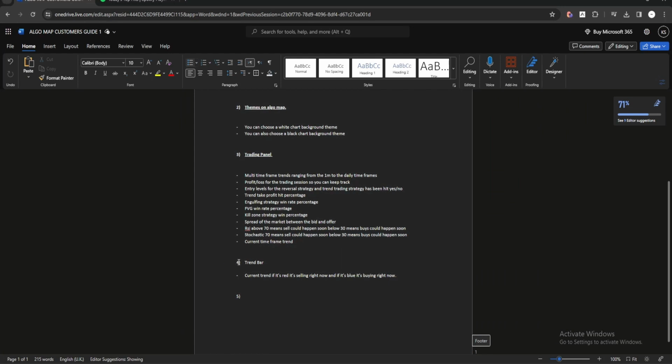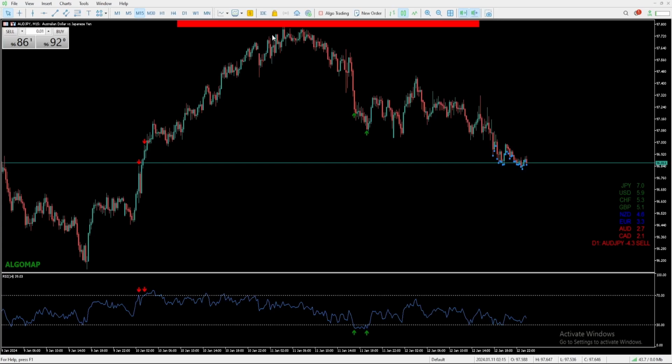Okay, so we're now on to number 4. That is the trend bar. The current trend, if it's red, it's selling right now, and if it's blue, it is buying right now. So that is basically how simple it is. If the bar at the top is red, like it is in this example, it is clearly selling right now.